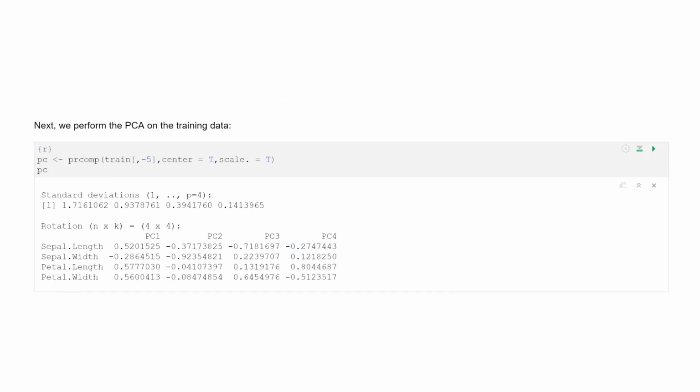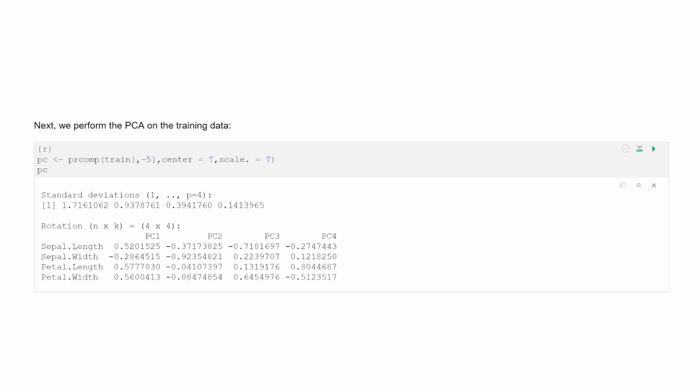Next, we perform PCA on the training data. So we use the function prcomp and we use center equal to T, that means we are centering the data, and scale equal to T, which means we are scaling the data. Then we see that we get the PC1, PC2, PC3 and PC4.